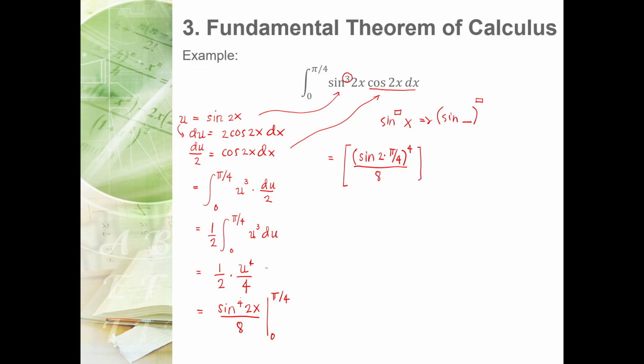Okay, so next is the lower limit, so that will be sine 2 times 0, then raised to the fourth power all over 8. Okay, so if you know the quadrantal angles, sine 0 is 0, di ba? So even raised to the power of 4, everything in that term is 0.